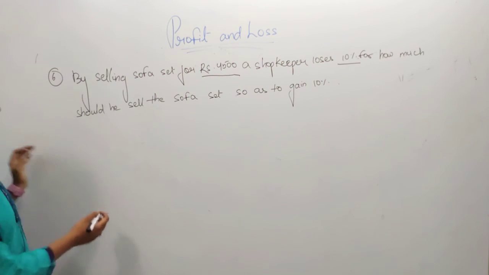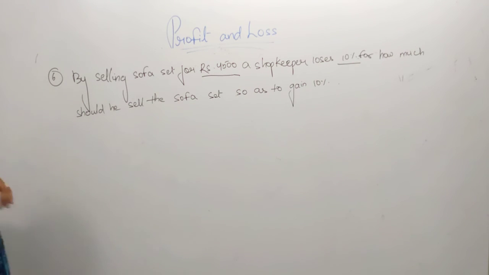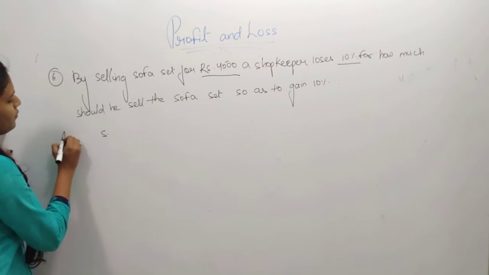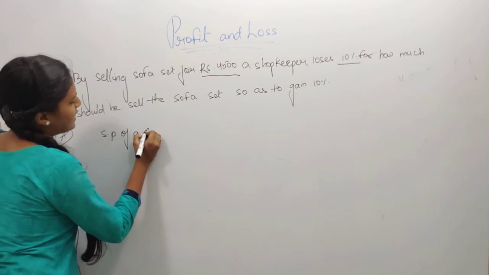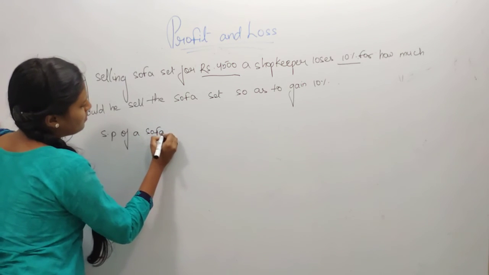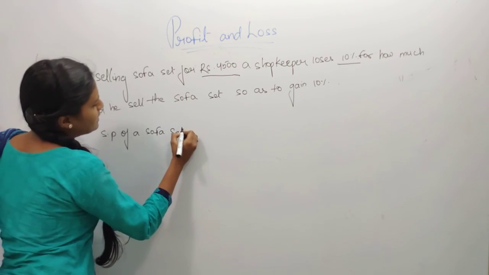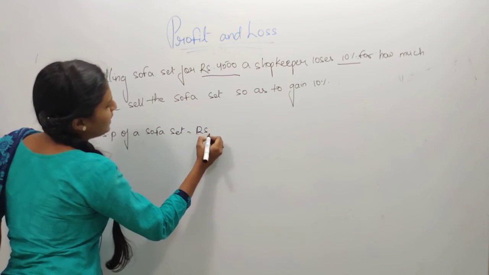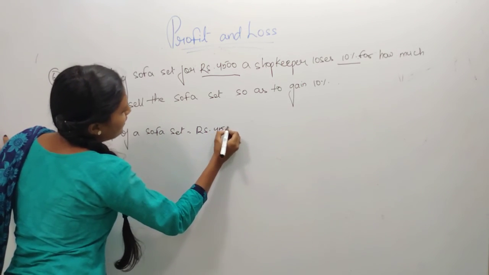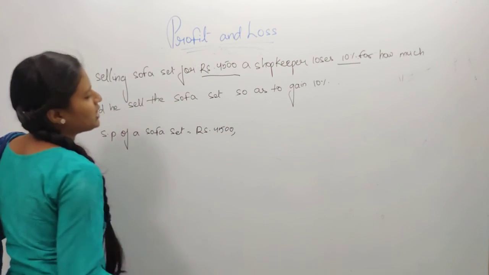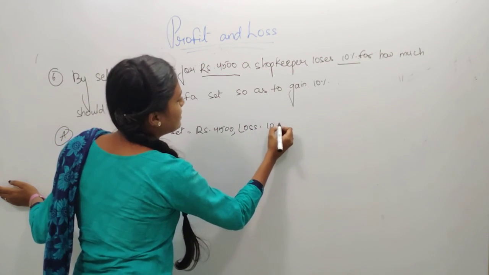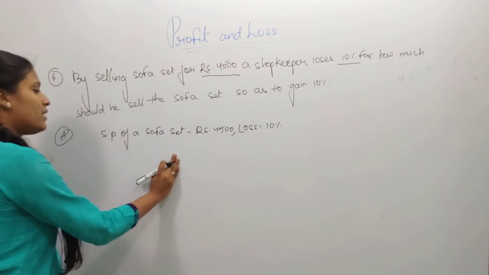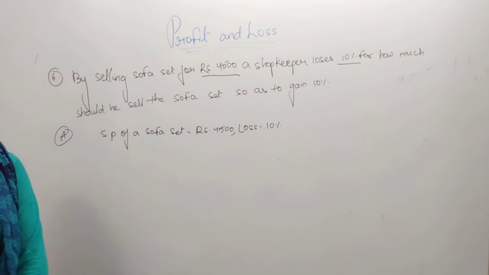Now let's see what is given in the question. The selling price of a sofa set, how much is it given in the question? Rupees 4,500. At how much loss? Loss of 10%. For the sofa set, SP is given, loss is given.